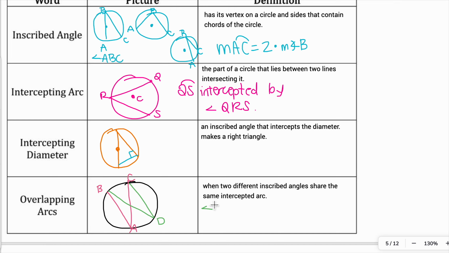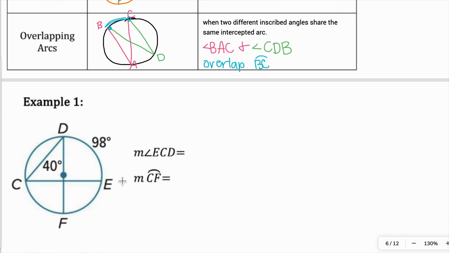I'm going to put that in pink so you can see the differences. Angle BAC and angle CDB are examples of inscribed angles that are overlapping arc BC. And here's BC right here. So notice both endpoints are the same, from here to here. Pause at any time. We're going to keep going with some examples.